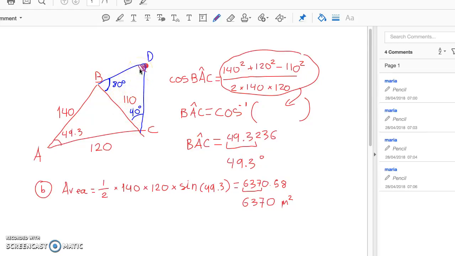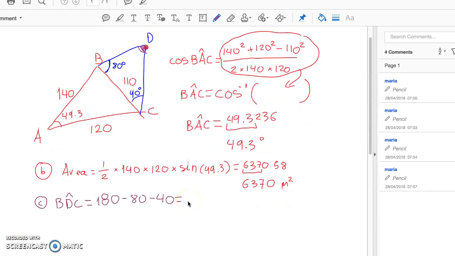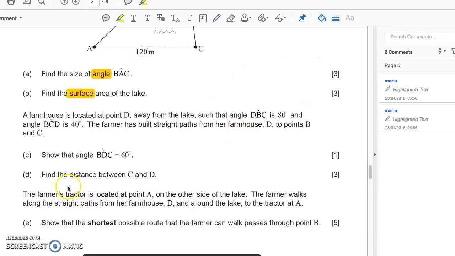Yes, in every triangle, even the non-right ones, the sum of all the angles is equal to 180. So I write this down: BDC is 180 minus the other angles that I know, the 80 and the 40, and actually this is the 60 degrees they were telling me about.